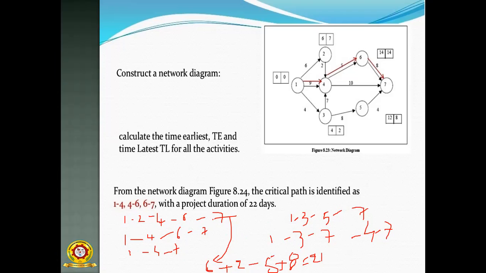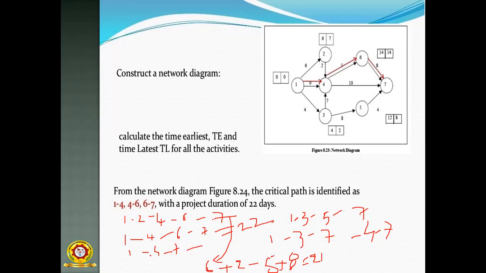So, 1 to 4 and 4 to 6 and 4 to 7, 6 to 7. So this is the longest path. Okay, 1 to 4 and 4 to 6 and 6 to 7. This is the longest path. After you calculate all these routes, then you get the maximum value of this diagram, which is 22. So the remaining are all not getting 22.